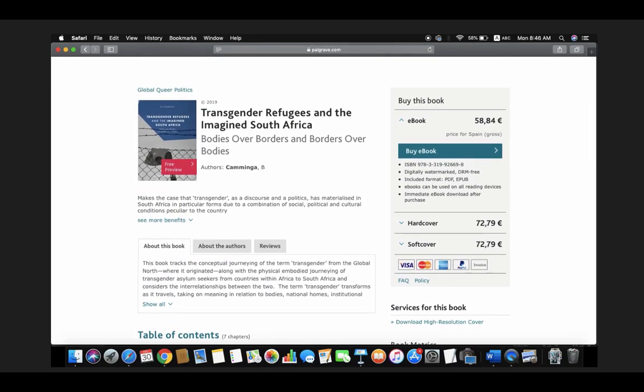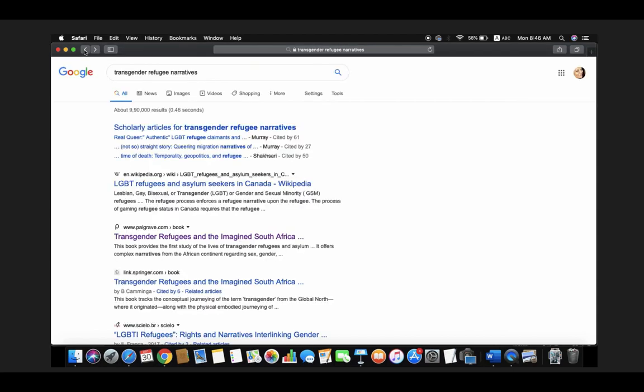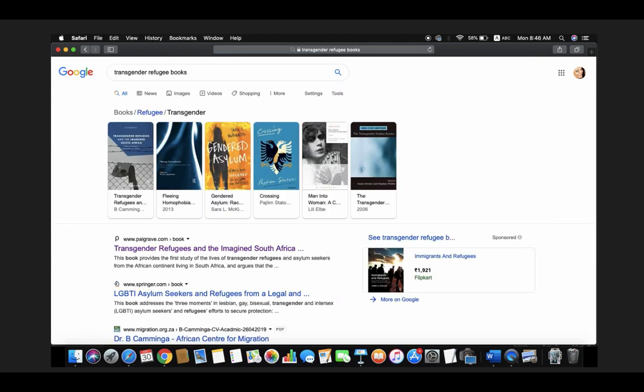You can buy chapters, but you have to pay a lot of money. So not at this stage. Go and do a Google search again: transgender refugee books. Wow. You have got a lot of books now. Many of these books can be read partly in Google Books. You should read up these books in Google Books. Find out ideas. You should have a whole book full of ideas now.